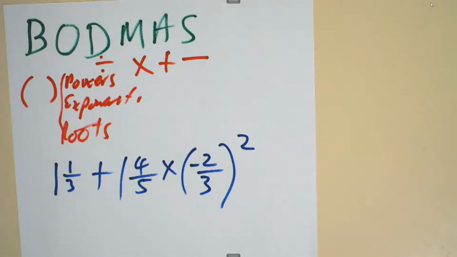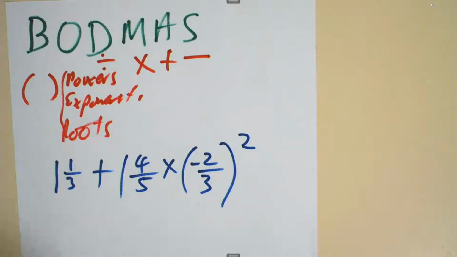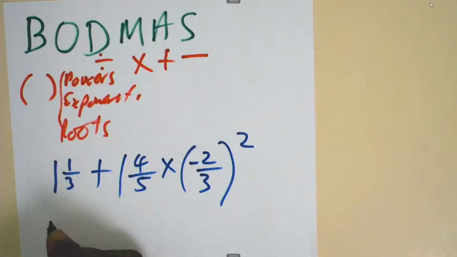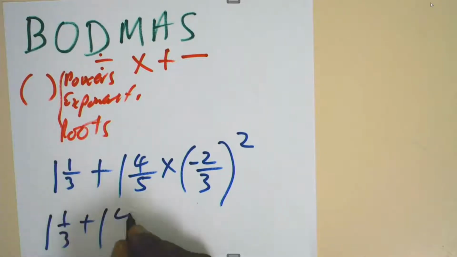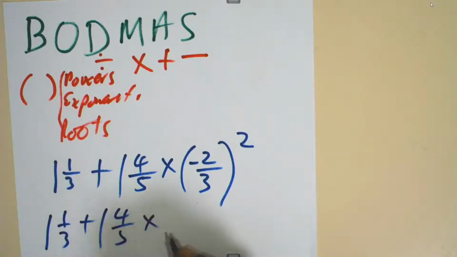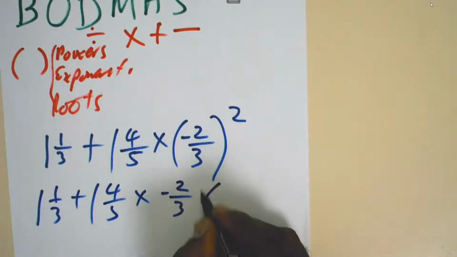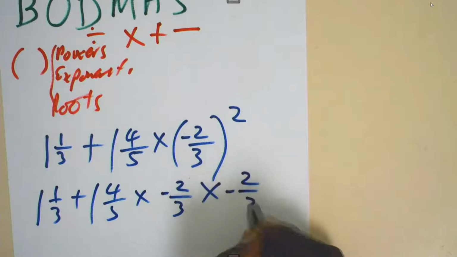Now, according to our rules there, we deal with what is in the bracket. And then what is in the bracket, it's squared. Therefore, it's your 1 1/3 plus 1 4/5 multiplied by minus 2 over 3 multiplied by minus 2 over 3.